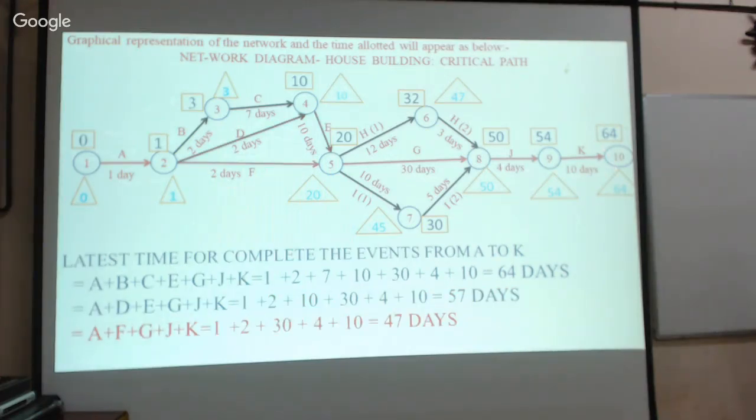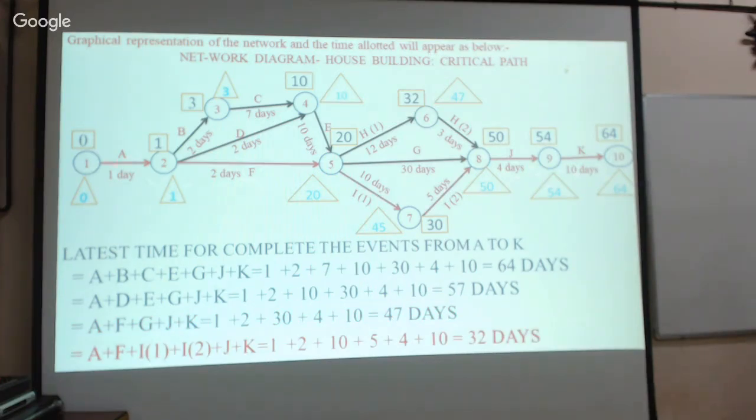And similarly, path 3, another path. This is A, F, G, J, K. Therefore, 1 plus 2, 3 plus 30, 33, 33 plus 10, 43 days. It is another path. Similarly, we have another path, that is A, F, I1, I2, then J, K.